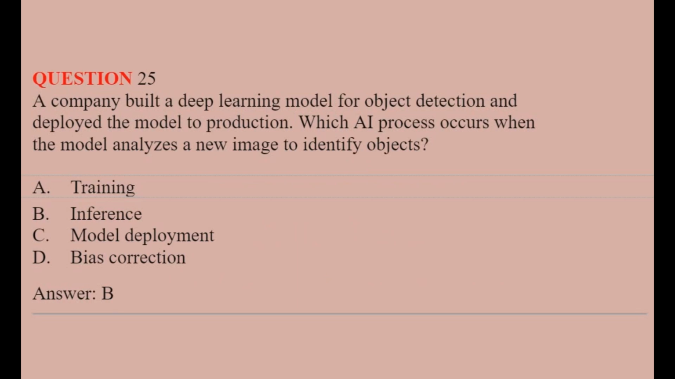Question is, a company built a deep learning model for object detection and deployed the model to production. Which AI process occurs when the model analyzes a new image to identify objects? Option A. Training. Option B. Inference. Option C. Model deployment. Option D. Bias correction. Correct answer is option B.